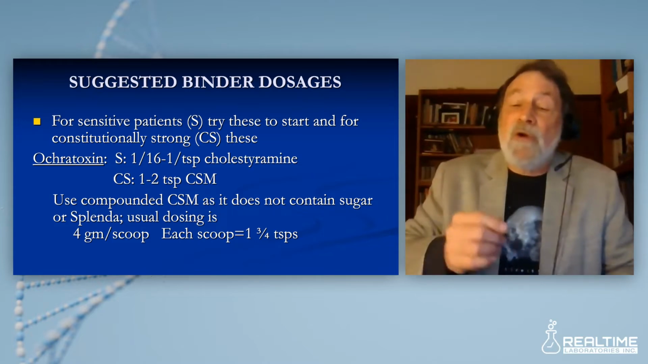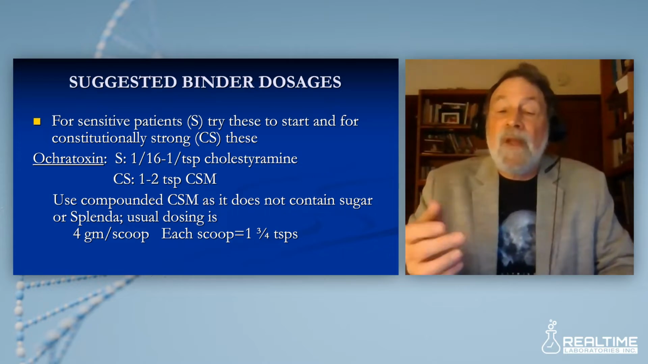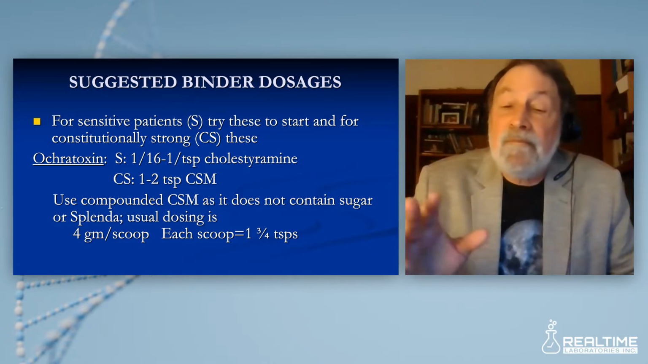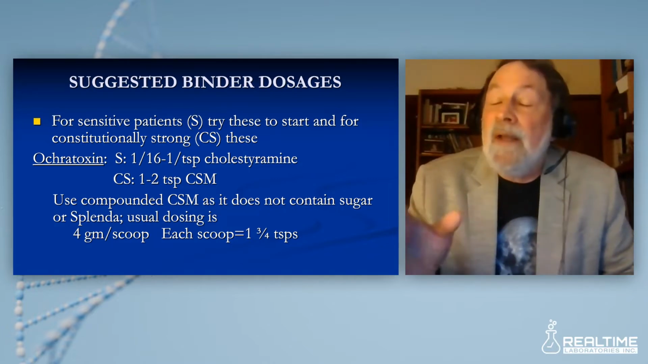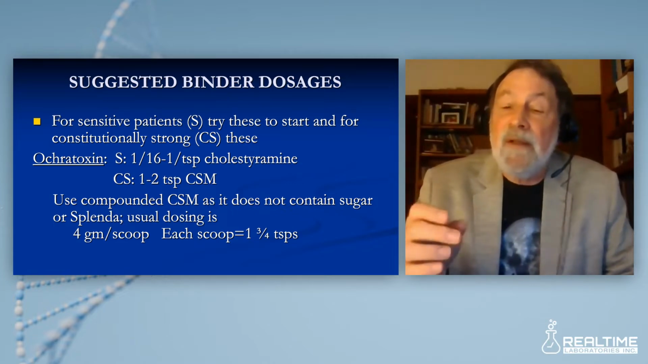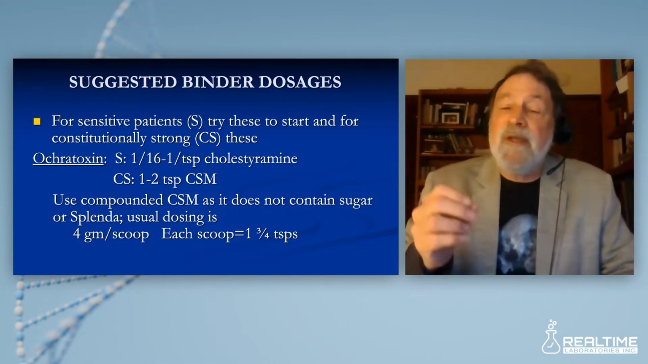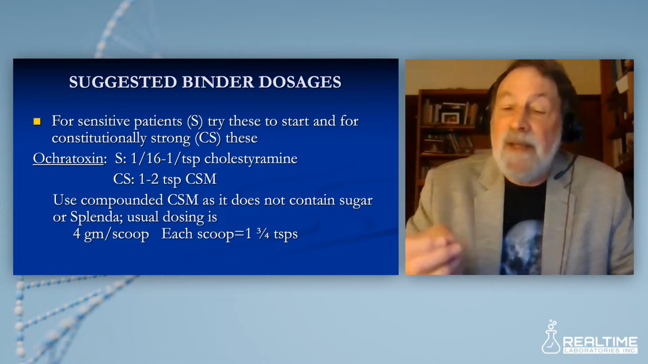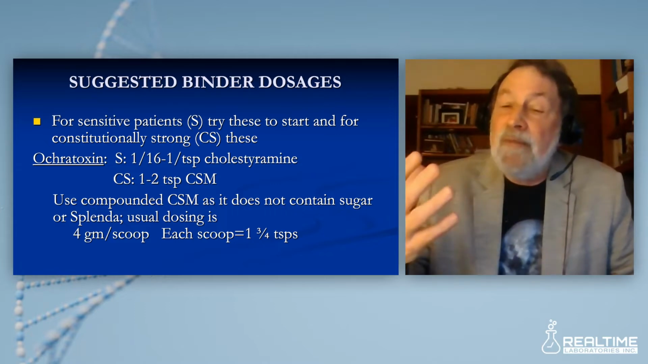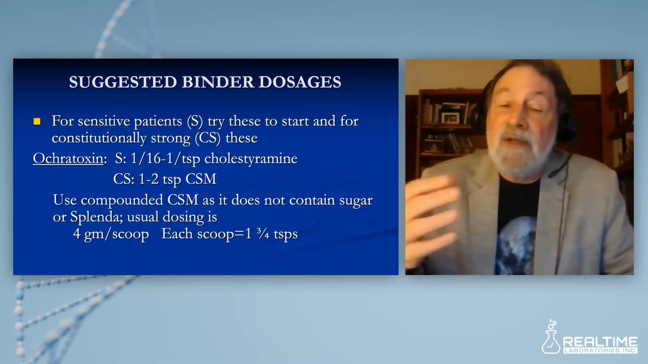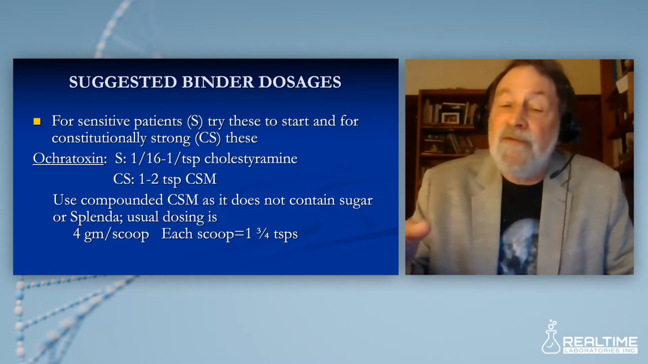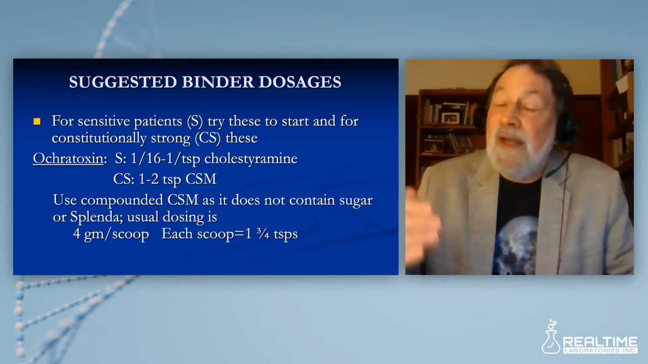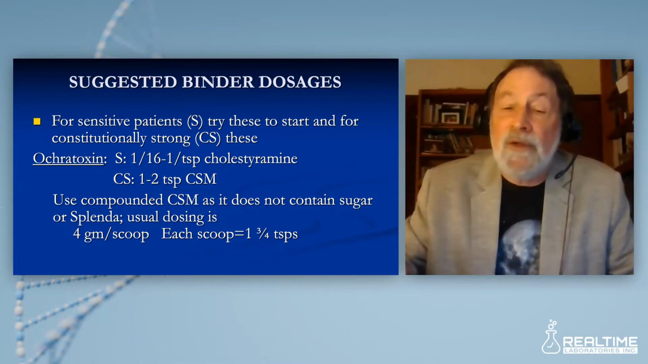Now, for a constitutionally strong patient, 1 to 2 teaspoons. People often take a scoop, which is 1 3/4 teaspoons, once a day. Again, either with food or a little bit before the meal, that's fine. If you're going to use cholestyramine, please get it from a compounding pharmacy because it does not contain sugar or Splenda. The commercially available stuff that patients can buy from a pharmacy contains sugar or Splenda, neither of which is good for them, especially the sugar, or I'll even say the Splenda, because sugar feeds candida and mold growing in their GI tract, and you don't want to do that.